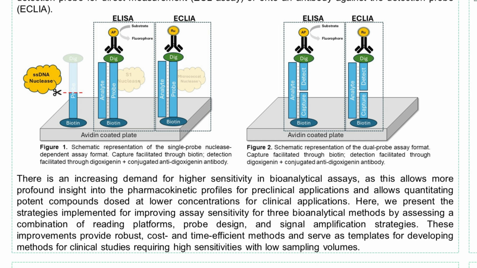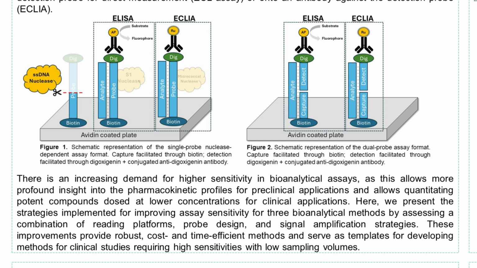While the single probe approach utilizes nucleases specific to single-stranded DNA, such as S1 nuclease or micrococcal nuclease, to eliminate unhybridized probe excess or analyte-free probes, the dual probe approach simply utilizes the requirement of the analyte-bound capture probe for recruitment of the detection probe. Detection in ELISA is mediated through fluorescence generated through an enzyme redox reaction, such as the alkaline phosphatase enzyme, and detection in ECL assays is measured through luminescence generated from electrochemically activated luminophores, such as ruthenium.